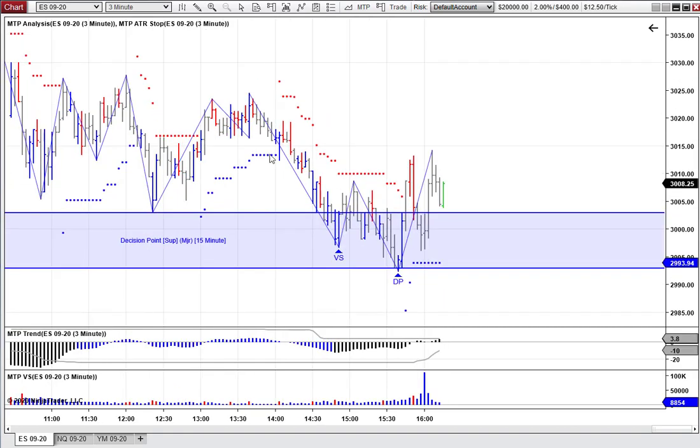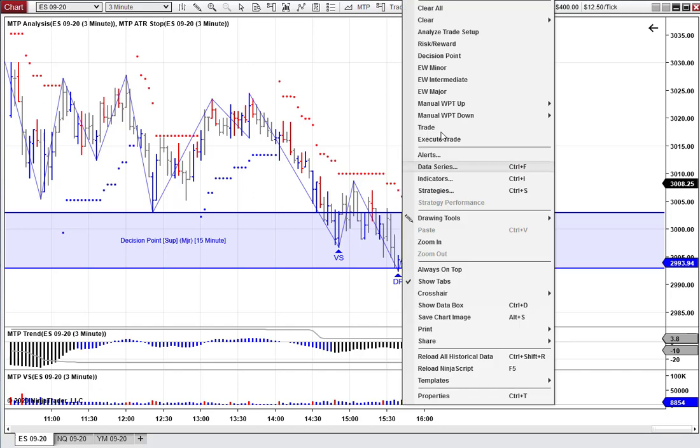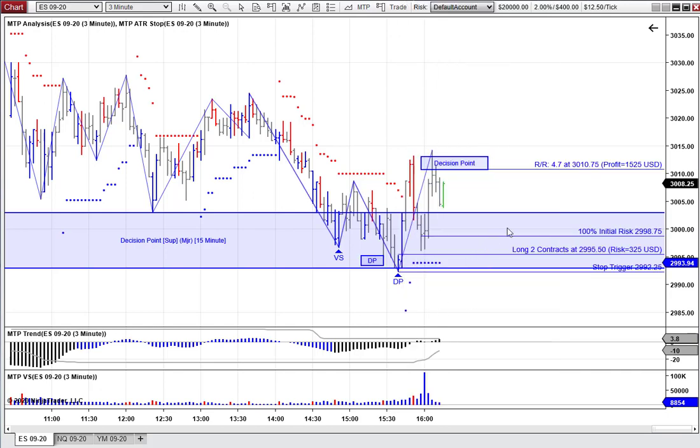At other times, we sit there and do nothing. So I'll just place the analysis on there, and you see how this was a very good trade setup on our default account. Risking $325, it would have brought a profit of $1,500. In other words, just over 4.5 times R.